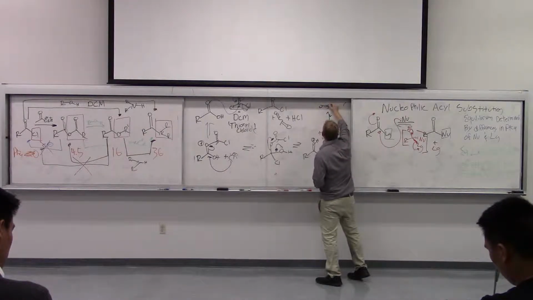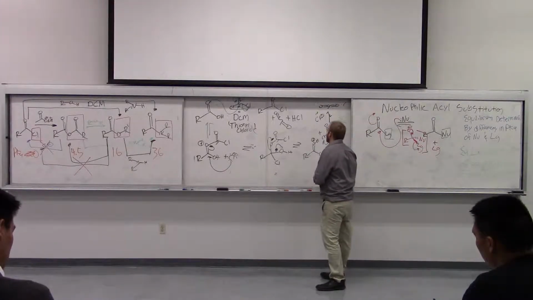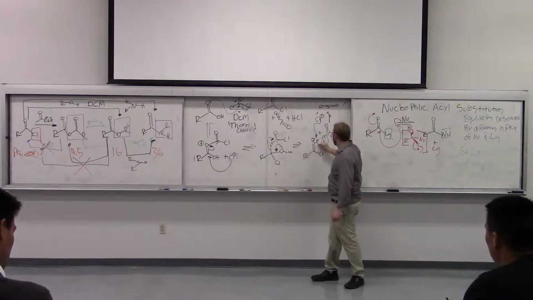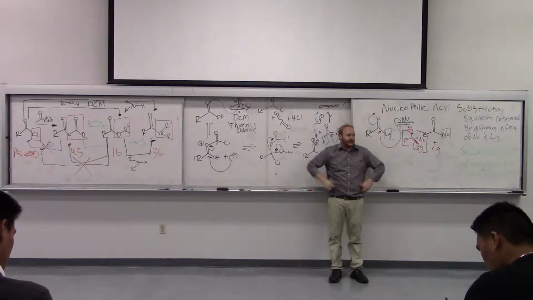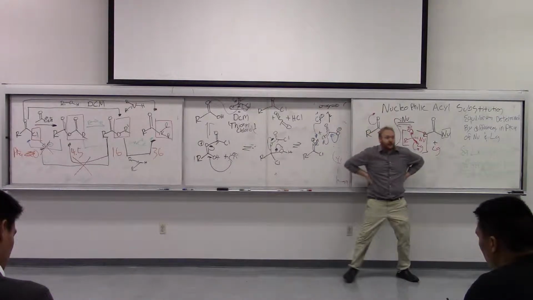So they'll give us SO2 plus Cl minus, which will just pick up this proton and give us our acid chloride plus HCl and SO2. But the reason we're able to get this to work is because we're bubbling off SO2.